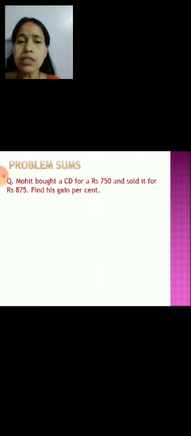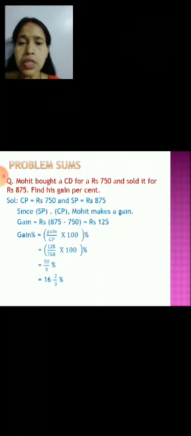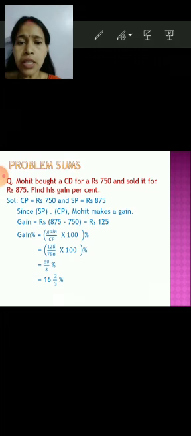Now see here, problem sums I have taken. Mohit bought a CD for rupees 750 and sold it for rupees 875. Find his gain percent. So here Mohit bought a CD for rupees 750, so this is the cost price, and the selling price is 875. So here SP is greater than CP, so Mohit makes a gain, and gain equals rupees 875 minus 750, which is equal to rupees 125.